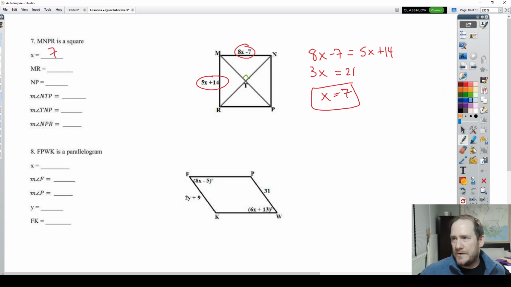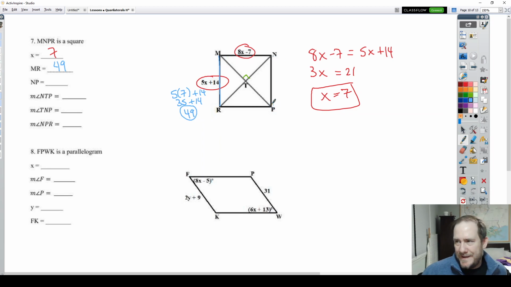MR. So MR is just this side. And now that we know that x is 7, we can substitute the 7 in. So we know that this will be 5 times 7 plus 14, which would be 35 plus 14, which would be 49. So MR must be 49, which means all the sides are 49 now.